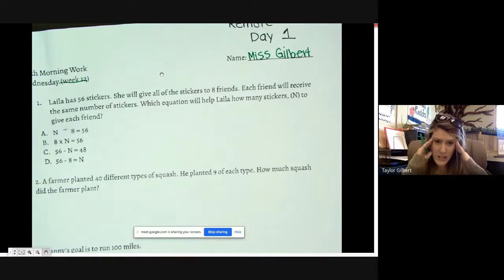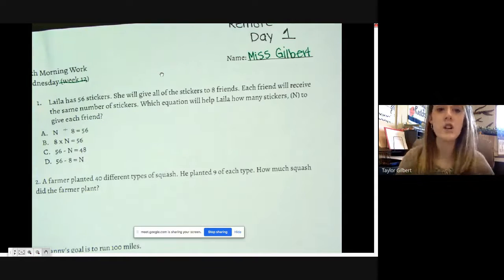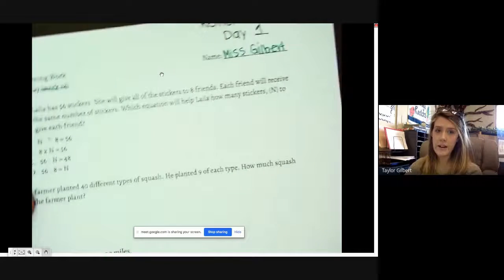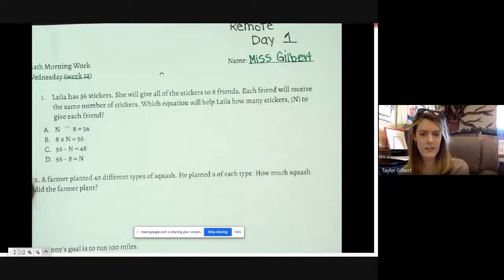Think about it. She has 56 stickers. She has a lot of stickers. She's splitting them between 8 friends. This friend will get some, this friend will get some, all the way 8 friends. Okay, we need to look for an equation that shows us how many she'll give to each friend. Okay, so let's go ahead and make a list. Well, we need the cubes. So let's circle the numbers first.